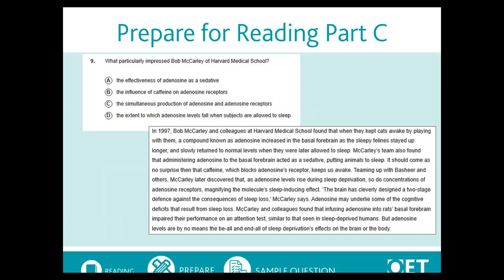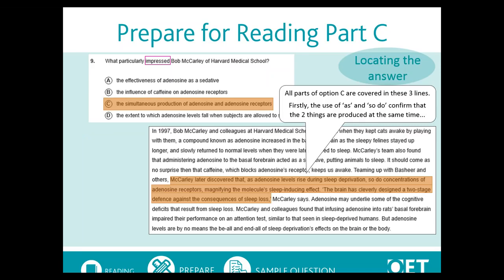Like reading Part B, each question will be clearly introduced, so it won't be difficult to locate the section of text you need to focus on to answer each question. It's important to check that all parts of the answer option are included before you select that option as being correct. In this example, we can see that the simultaneous production is explained by the use of "as" and "so do". It's not enough just to check that the information in the option is included. It must also answer the question, which is what impressed Bob McCarley.